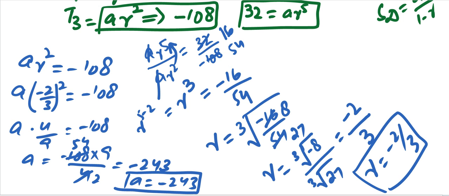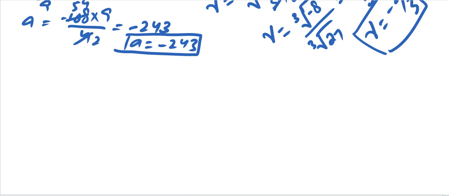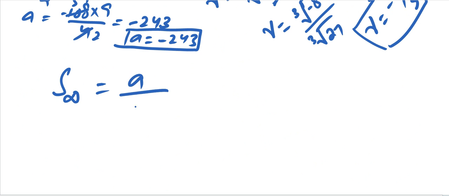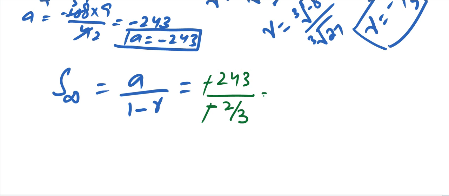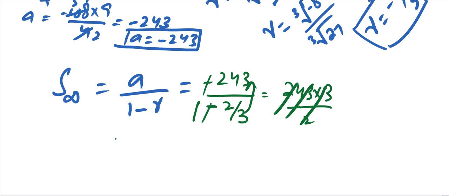Okay, so now we have the last one. In the last part we want to find the sum to infinity. So s infinity is a upon 1 minus r. The value of a here is minus 243 divided by, and r is minus 2 over 3. Sorry, one thing here, it was a over 1 minus r, so we will make some correction here. So that will be minus 243 upon 1 minus r.